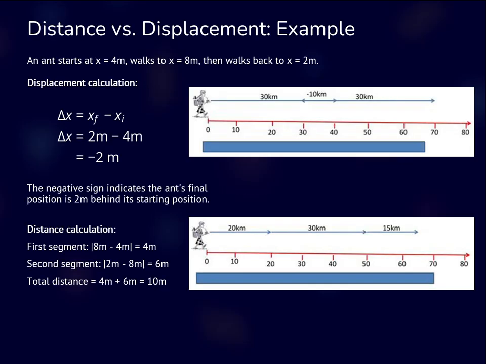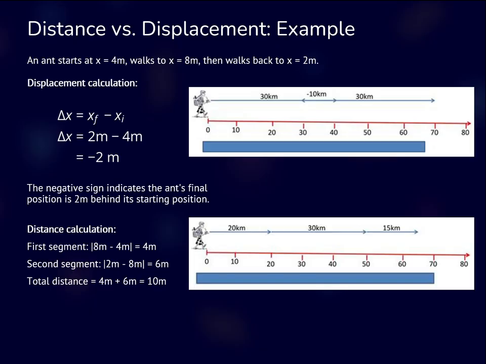So let's break this down with a more detailed example. Suppose that sled started at 4 meters, moves to 8 meters, and then turns back and ends at 2 meters. The sled didn't go in a straight line. Its path curved and retraced. So we can calculate our displacement. Remember, delta x is equal to x final subtract x initial, which in this case is equal to 2 meters minus 4 meters, which is equal to negative 2 meters.